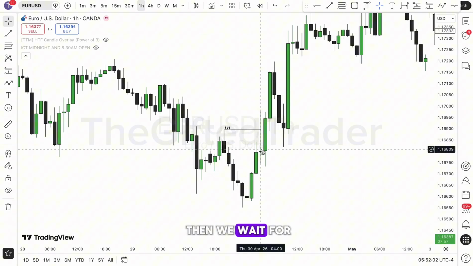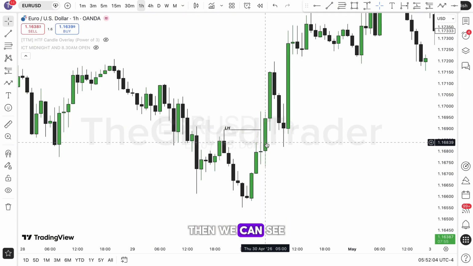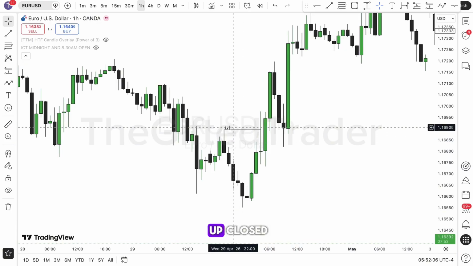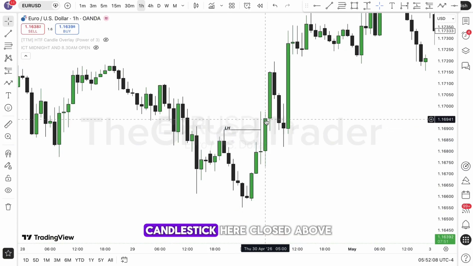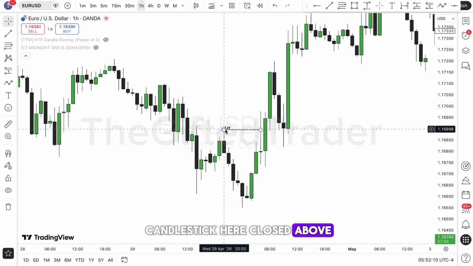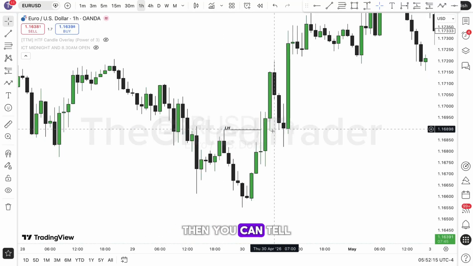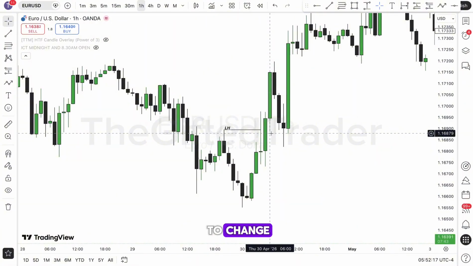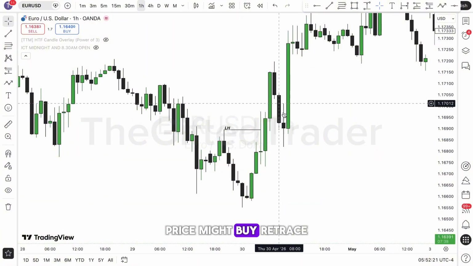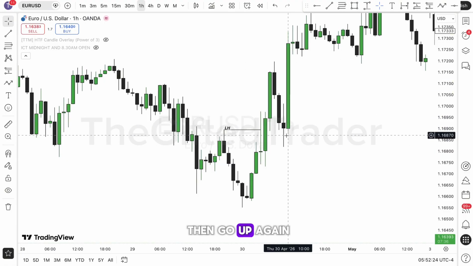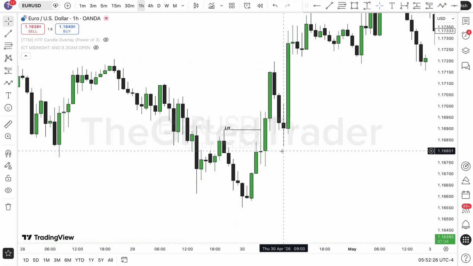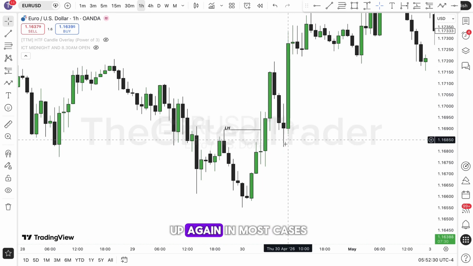So then we wait for another hour. Then we can see this candlestick build up and close, the body of the candlestick closed above the previous lower high. Then you can tell that yes, the trend is about to change. In most cases, price might buy up a bit, retrace, then go up again.